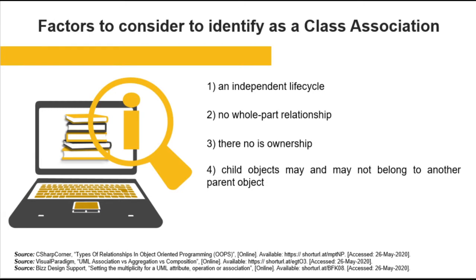Factors to consider to identify a class association. We call association those relationships whose objects have an independent life cycle, meaning an object of a class can live on its own even when one of the two objects is deleted. No whole-part relationship, meaning no object of the class is considered the whole and the part between two objects. There is no ownership, meaning one class does not own another class. And lastly, child objects may or may not belong to another parent object.